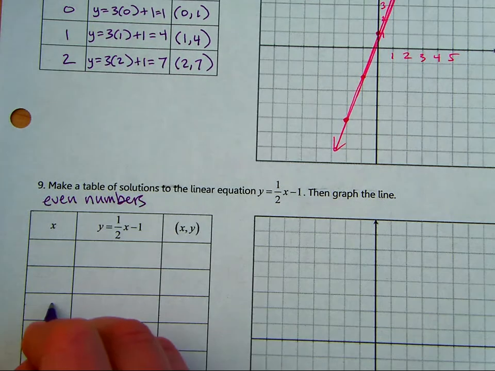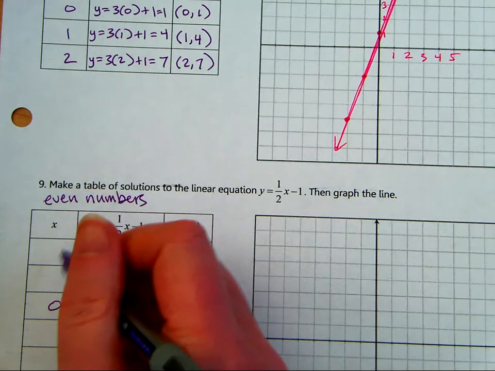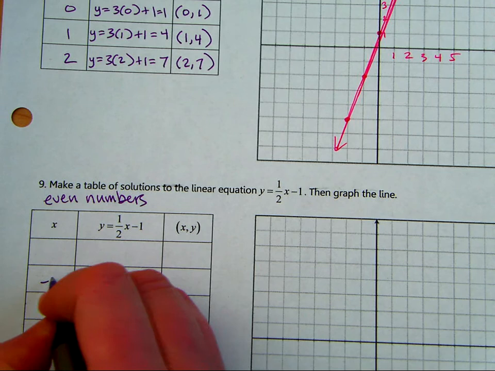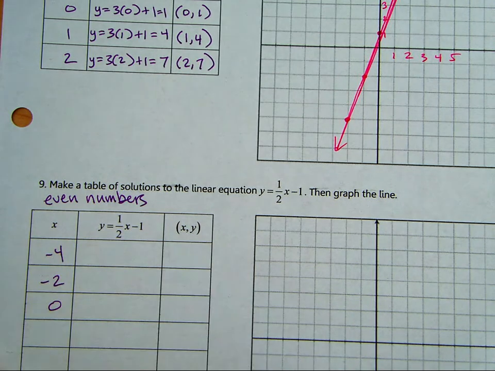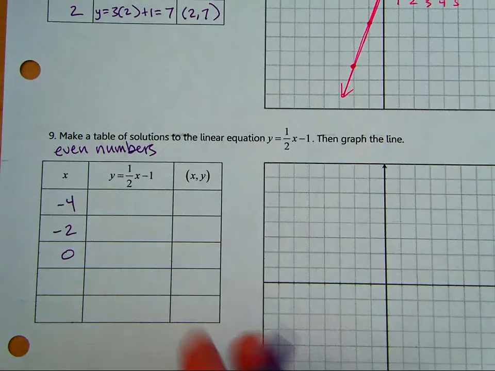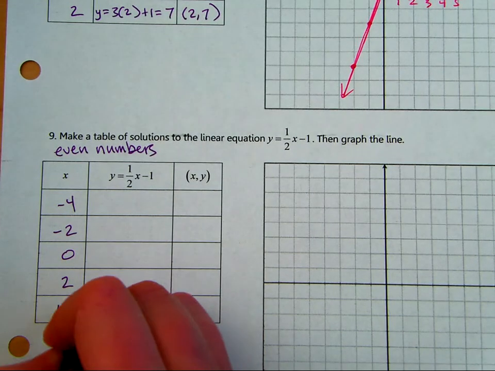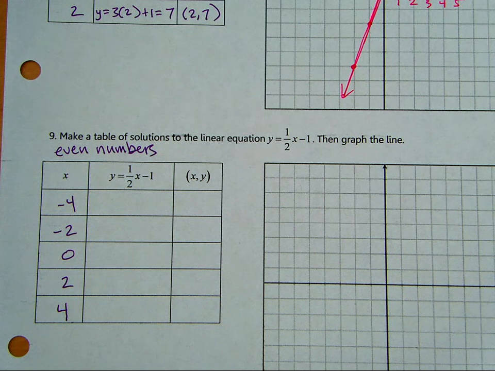Do you want to start with 2, 4, 6, 8, or we could do a couple negatives? Yeah, sure. Go put 0 in the middle, then -2, -4, 2, 4. It's not right or wrong. Any 2 points makes a line, right? We're doing a few points to practice and as a check.